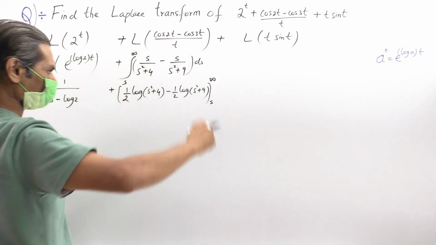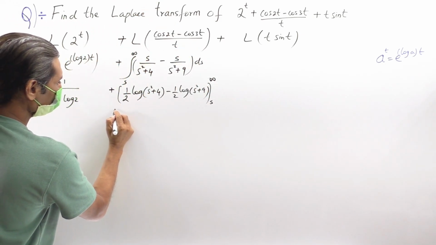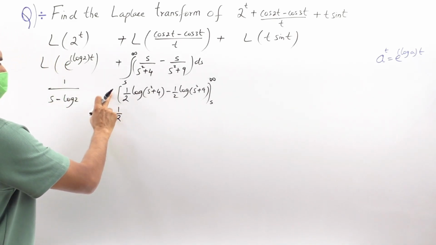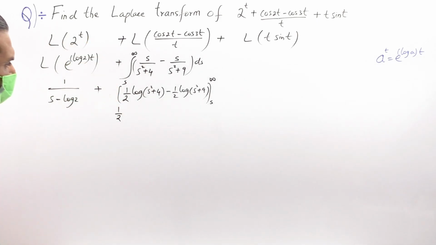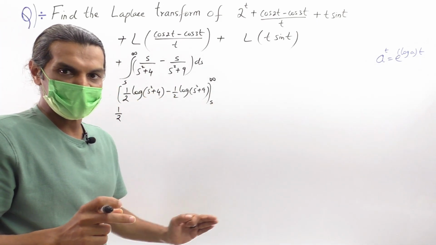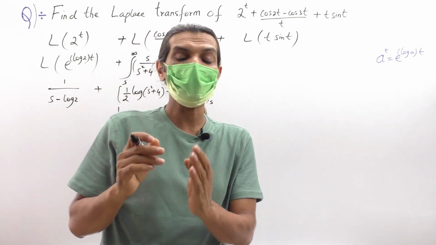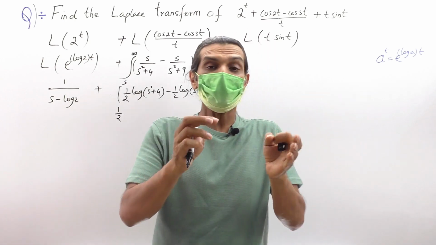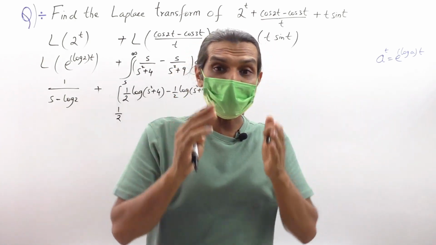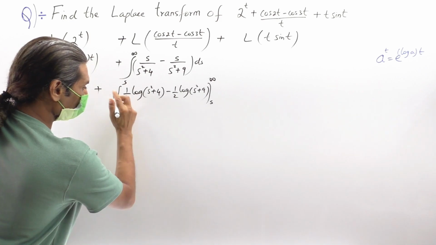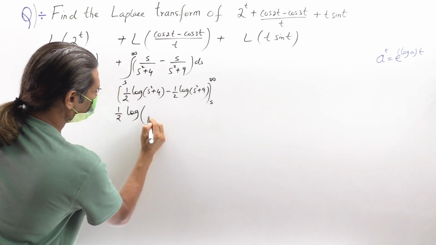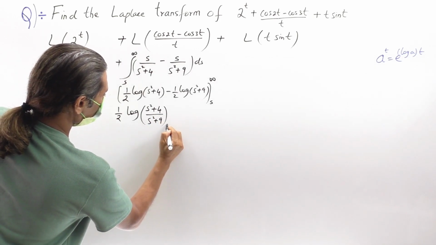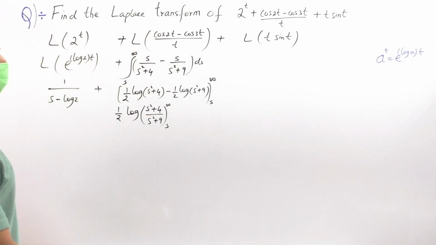Now 1 by 2 is common, so it will be outside. Again I write directly here, log a minus log b will be log a by b. Please refer to the previous videos for this property. So I write directly here, 1 by 2 is common, and this will be log of s square plus 4 by s square plus 9, with limits from s to infinity.